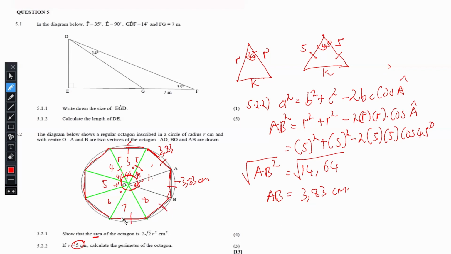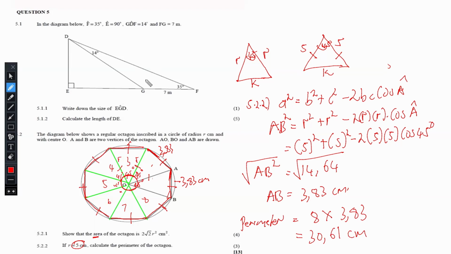But remember, if this is 3.83 centimeters, this is also 3.83 centimeters, and everything in here, all the sides here will be equal. And how many sides do we have on an octagon? 8 sides. So that means for the perimeter of the octagon, we are going to say 8 multiplied by 3.83. And then this is supposed to give us 30.61 centimeter.